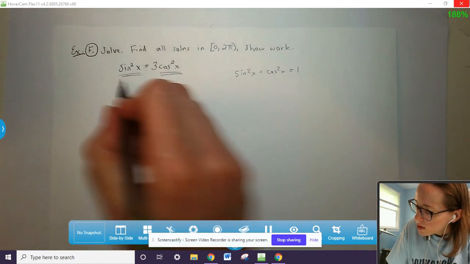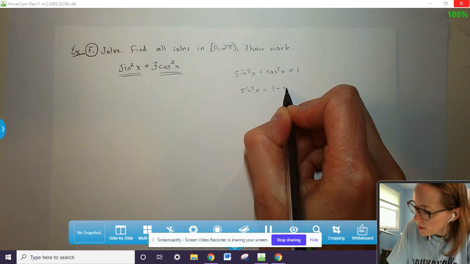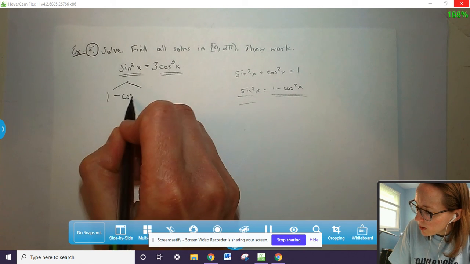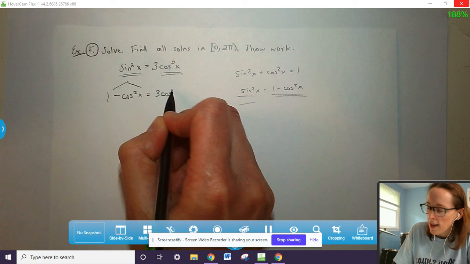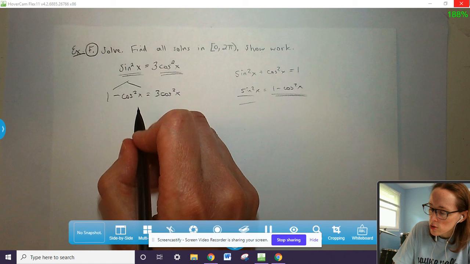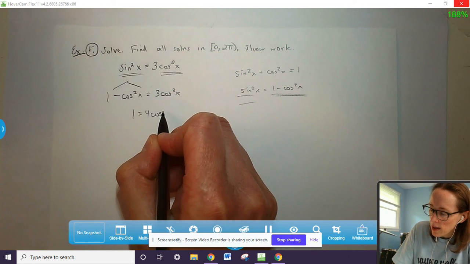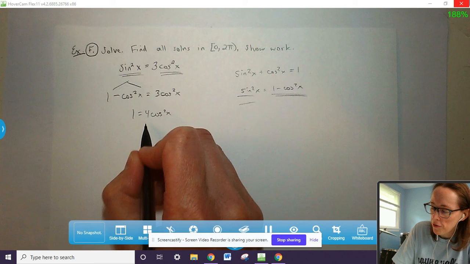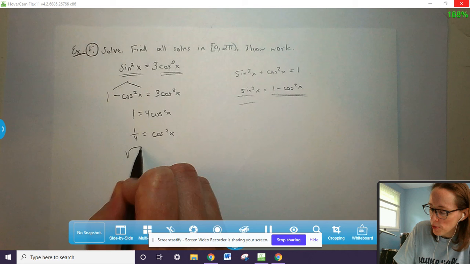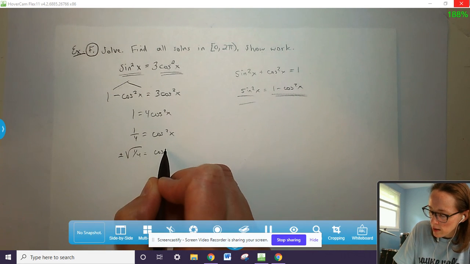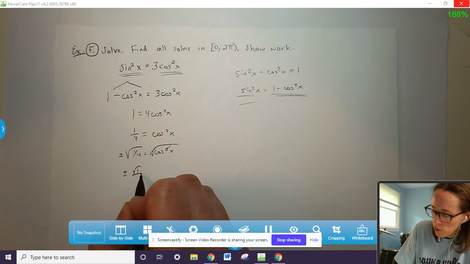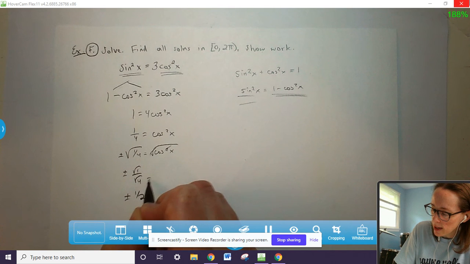So let's replace sine squared with 1 minus cosine squared, just because. So I'm going to replace this with 1 minus cosine squared. And now that I have all cosine squareds, I can actually combine these. So I can move the cosine squared to the other side. I have all my cosine squareds together. I'm going to move that 4 over. It's not the only way to do it. I'm going to take the square root of both sides. Squared and square root cancel. The square root of 1/4 is the square root of 1 over the square root of 4. That's 1/2. Notice I have the plus or minus in every step.